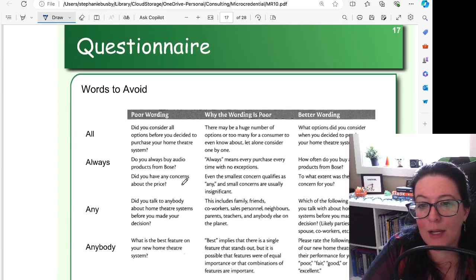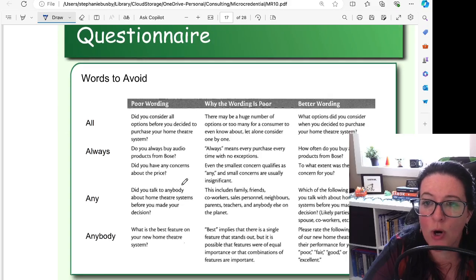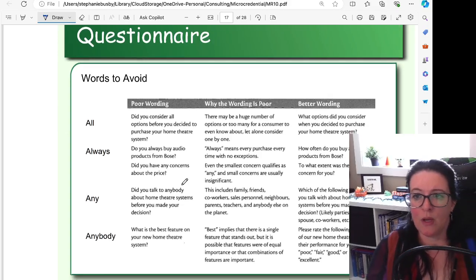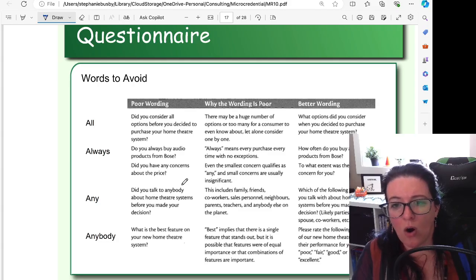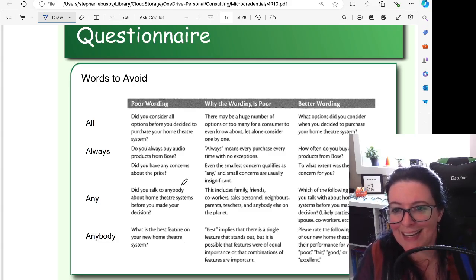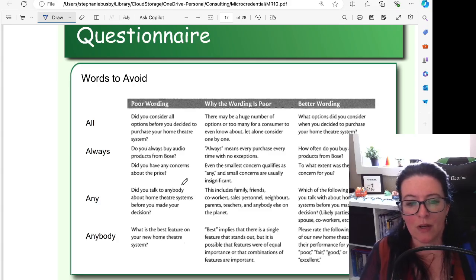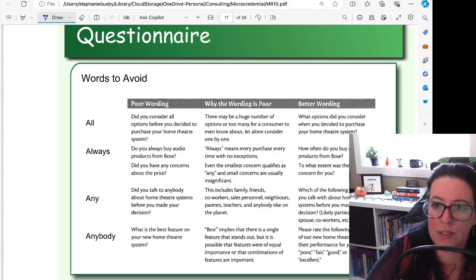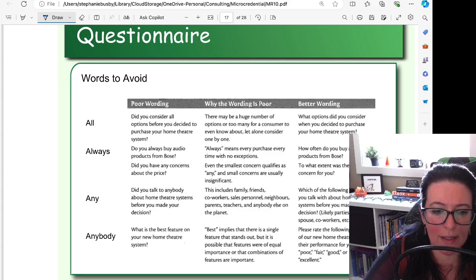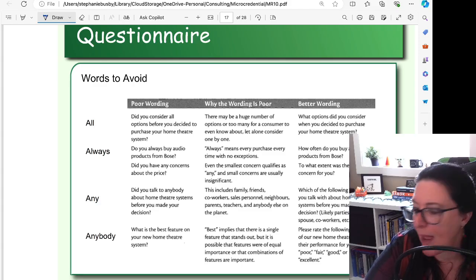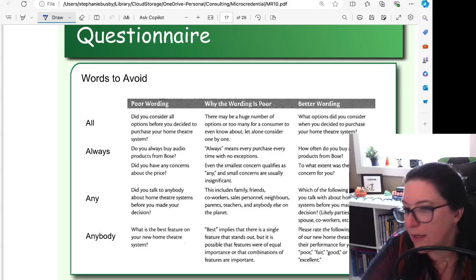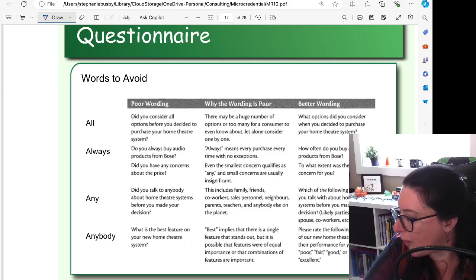When you are designing your questions, there are words to avoid. So words like all and always and any and anybody. Okay, these words are quite limiting. You would want to avoid them.